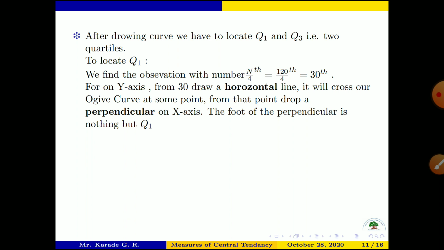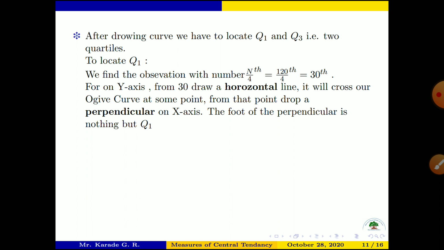Draw one horizontal line, meaning a line parallel to the x-axis, from 30. Okay, and it will cross our Ogive curve at some point. From that point, drop a perpendicular on the x-axis, and the foot of the perpendicular is nothing but our Q1. Okay, so this is the way to find Q1.